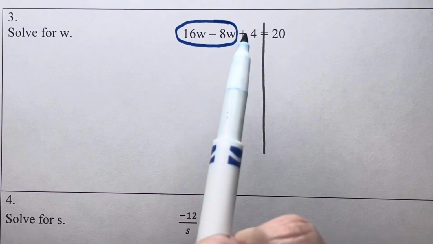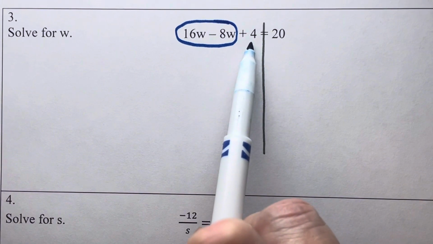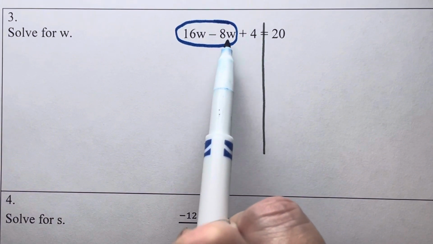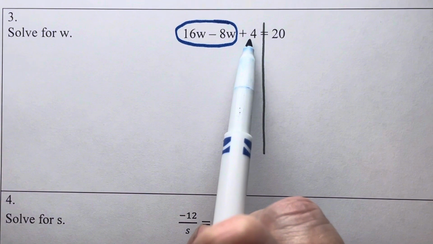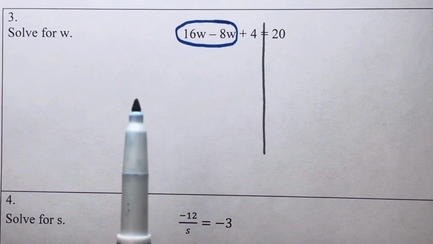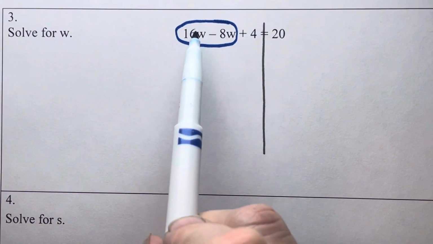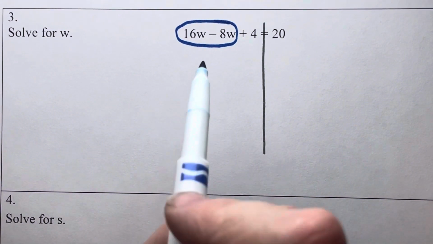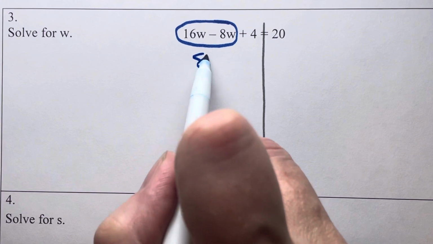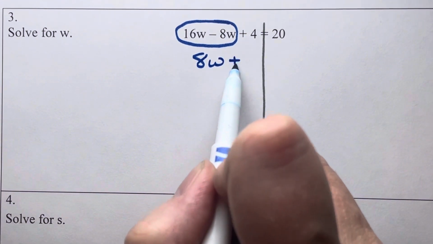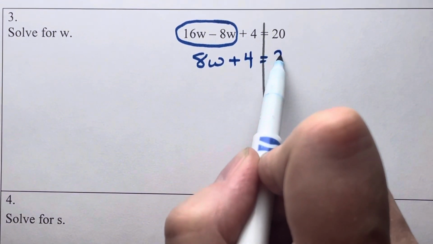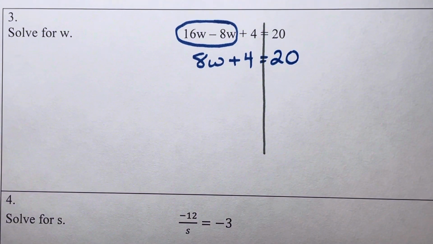Even though there's a third term, we know that this third term does not have a variable of W with it. So I can't add in the 4 with the 16 minus 8. So we're going to just do this 16 minus 8 first, which gives us 8W. And then we write the rest of our equation. Plus 4 equals 20. Okay.